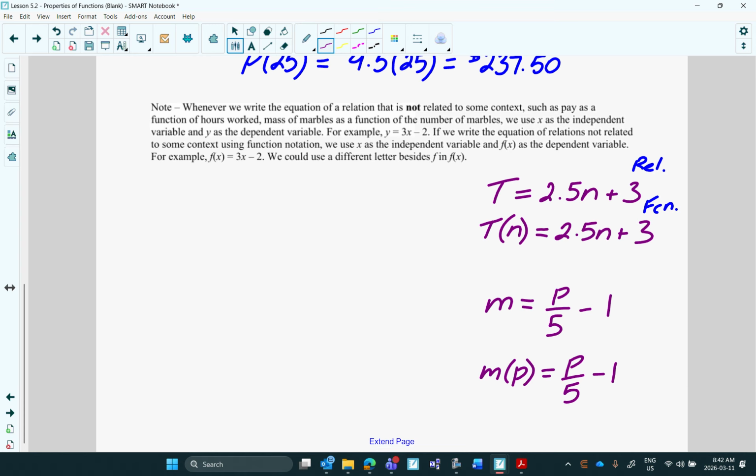This is relation, this is function. There's one special case: whenever we have an equation that has X and Y in it, for example, Y equals 3X minus 2.